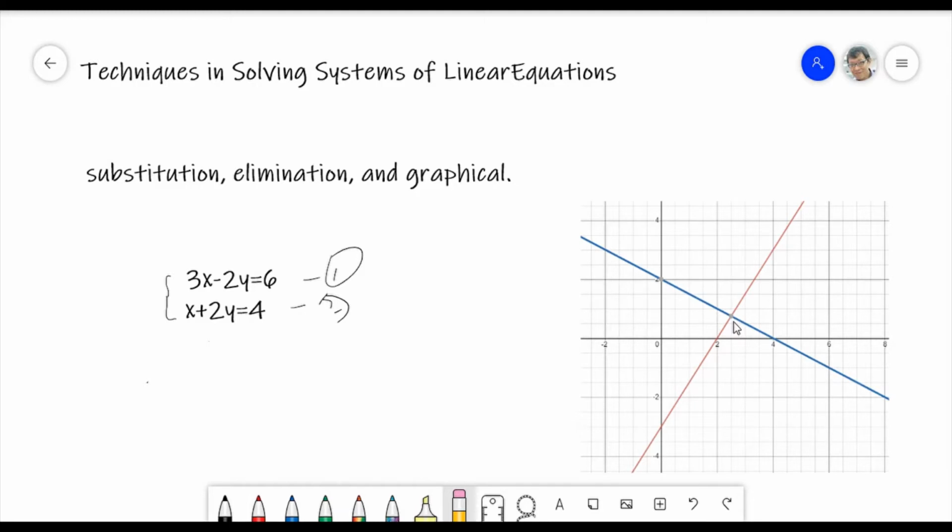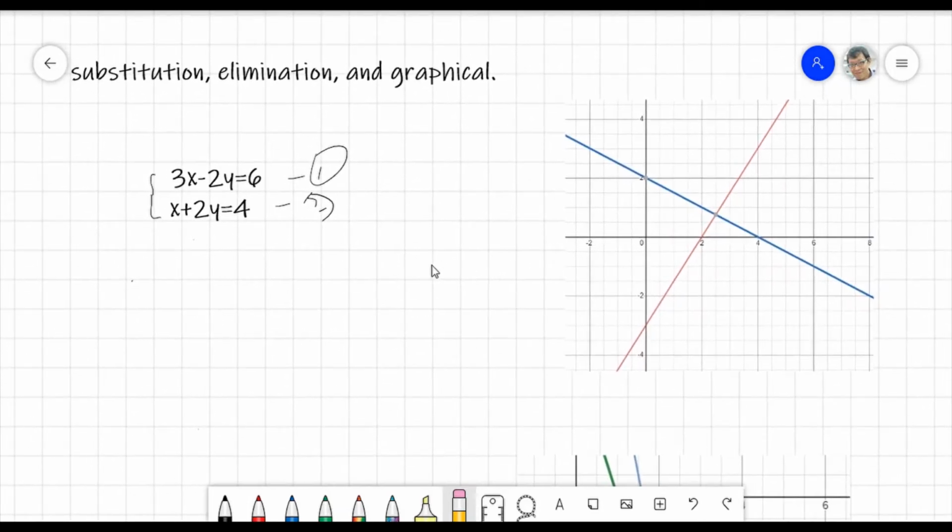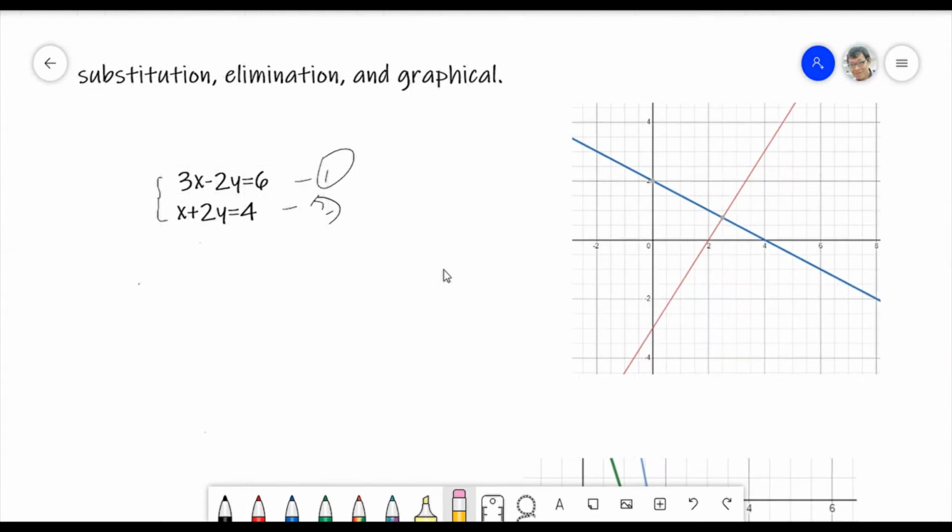Because we are not really focused on solving linear equations, since that should be past learning, this just wants to recall your memory about that. So let's see the first one. In fact, I already drew the graph. For this one, we have another two ways: substitution and elimination.